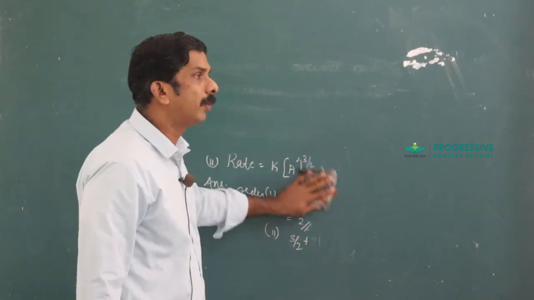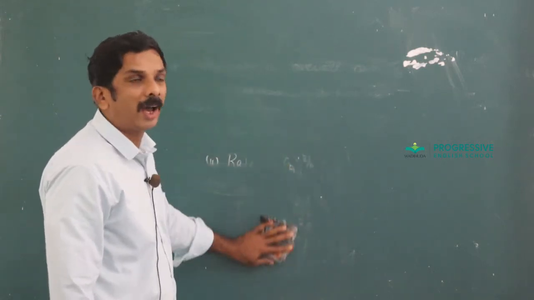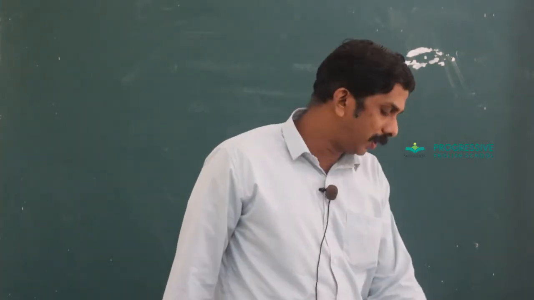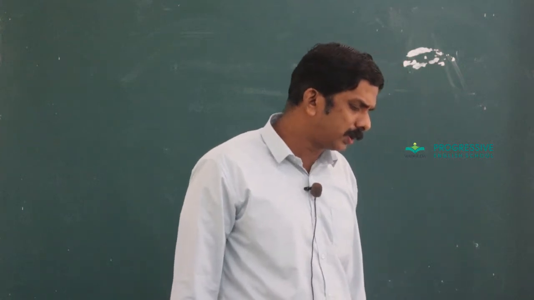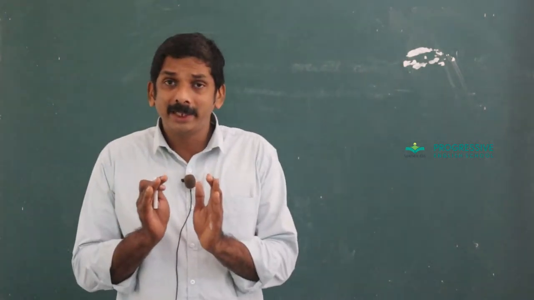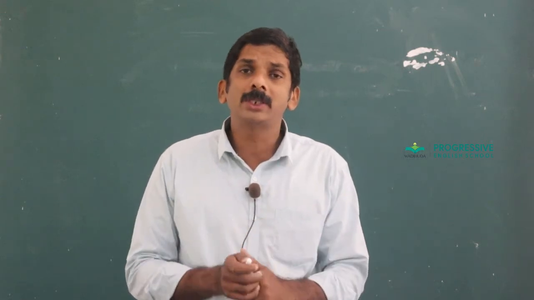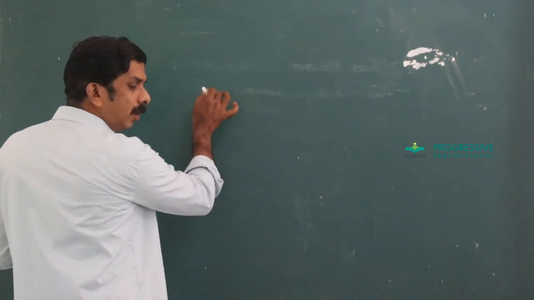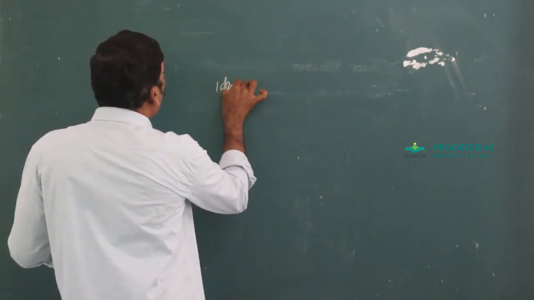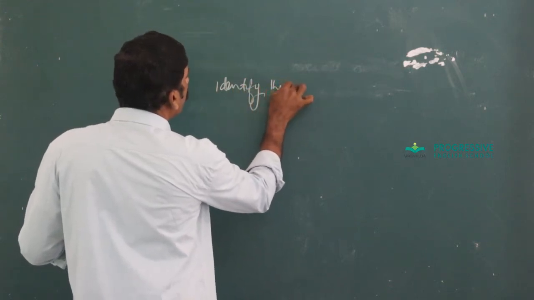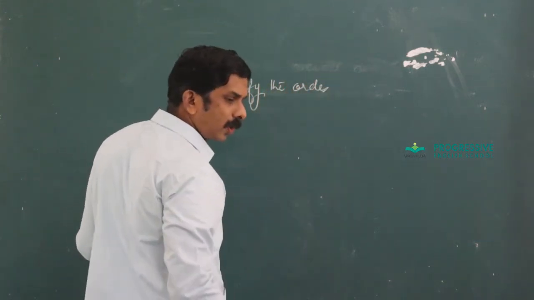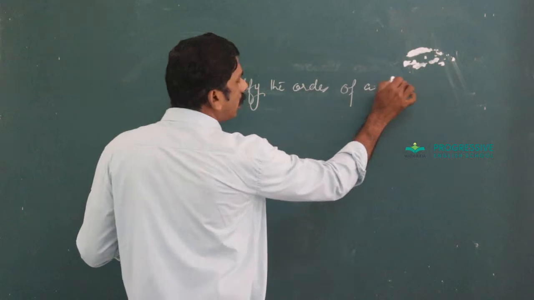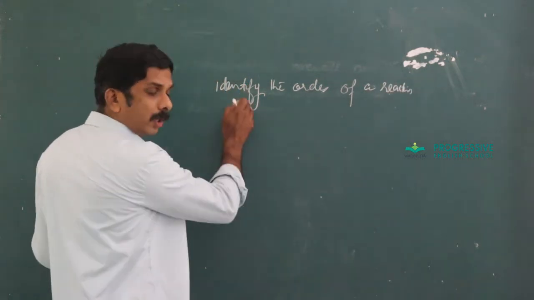Order is the sum of the powers of reactant concentration, and molecularity is the actual number of atoms or ions taking part in a chemical reaction. Also, if the unit of rate constants are given, then you can predict the corresponding order of the reaction. The next question: identify the order of a reaction for each of the following.